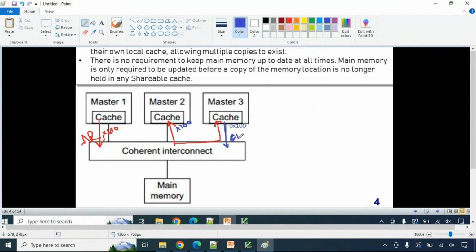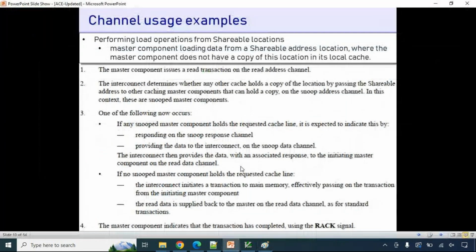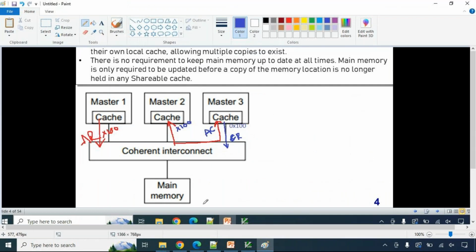So it will do it on the snoop response. Okay, this is AC, the snoop address channel. This is the snoop response channel, and it is providing the data to the interconnect on the snoop data channel. See, whatever data it has got, what is the final intent? What we are achieving out of this is that location 100 definitely exists here.